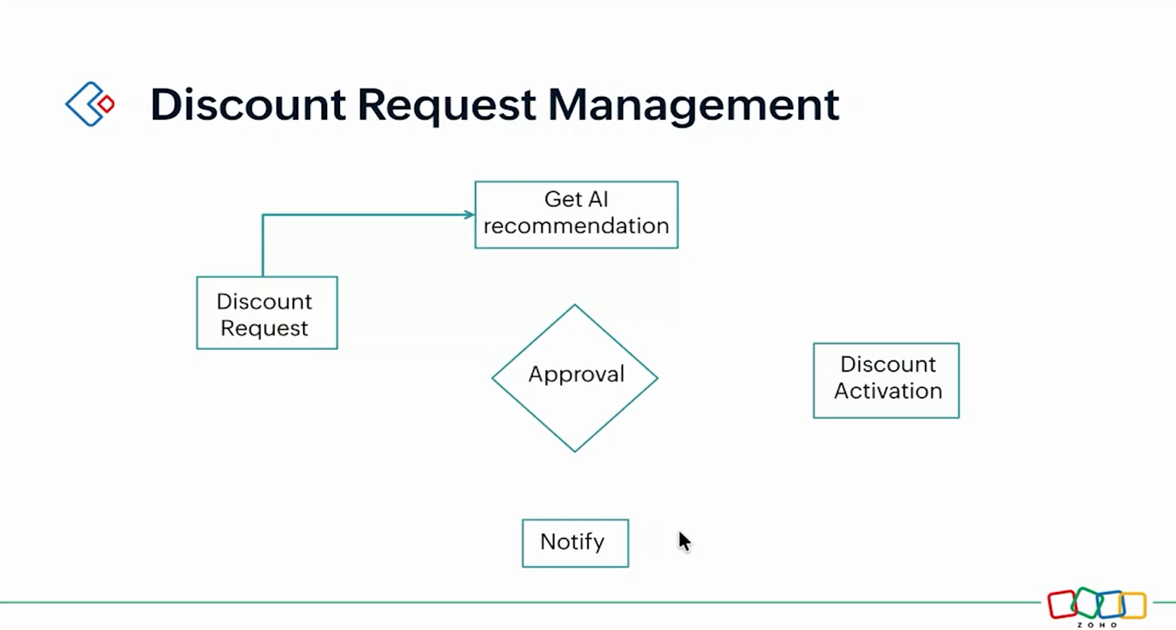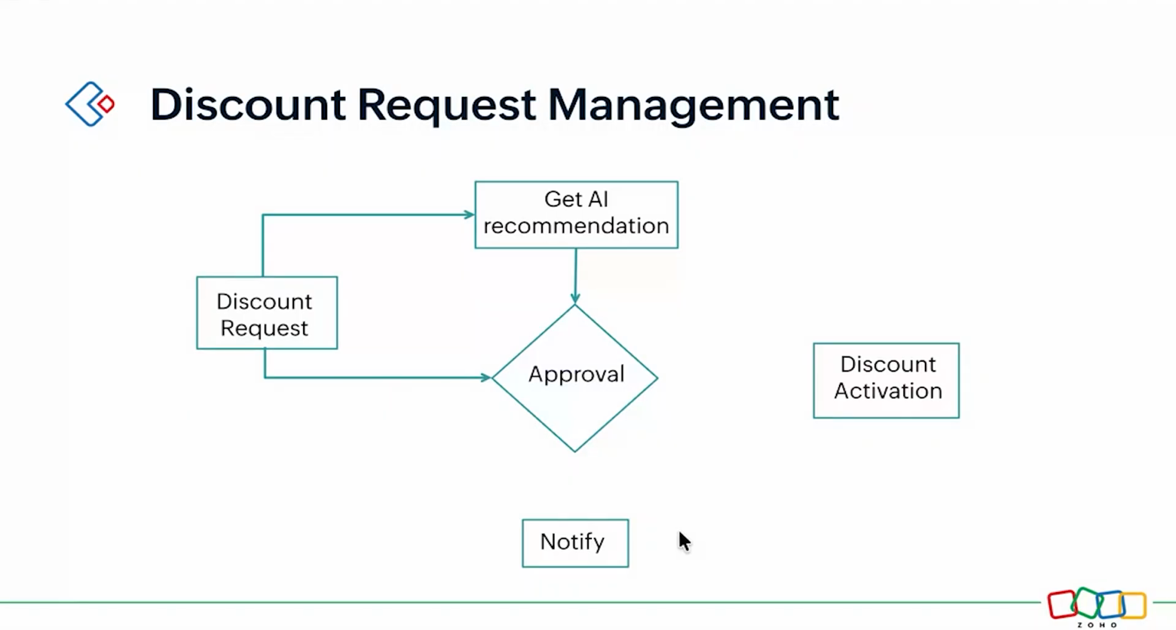The AI agent will give us an output, right? It gives a recommendation that this can be approved and the percentage can be given to that particular customer. And once it gives the recommendation, the sales executive will send that particular discount request for the approval. Either he can do it in this way or he can directly send that request to the approval as well.